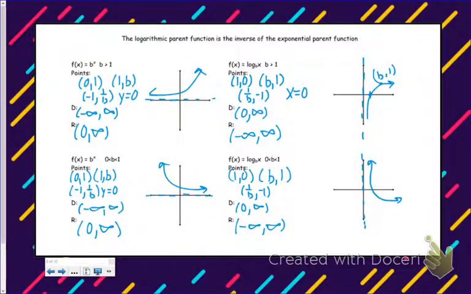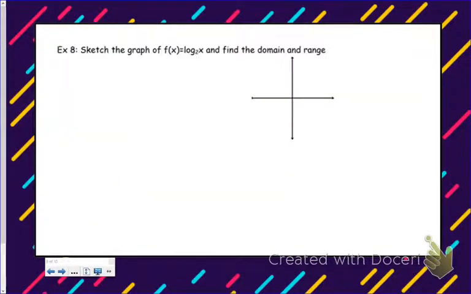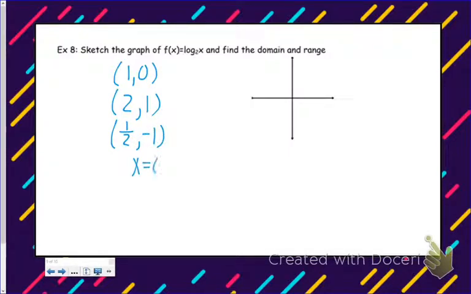All right, so we're just going to look at an example. We're going to do a lot more with these graphs with transformations next class, but just a basic example to see what it looks like with a certain base. Okay, if it has a base of 2, it's going to go through 1, 0. It's going to go through base comma 1, and it's going to go through 1 over the base, negative 1. And it's going to have a vertical asymptote at x equals 0. So your log graph is going to look like this.